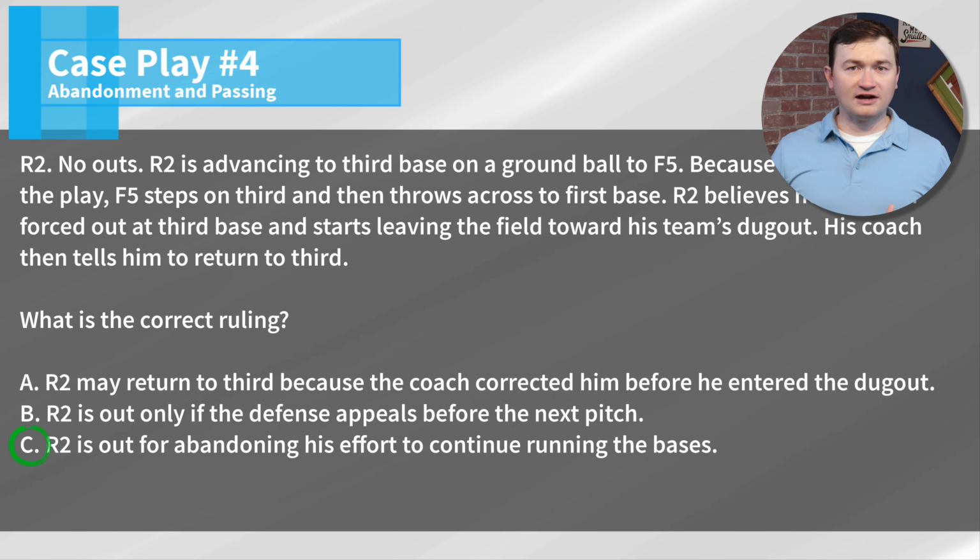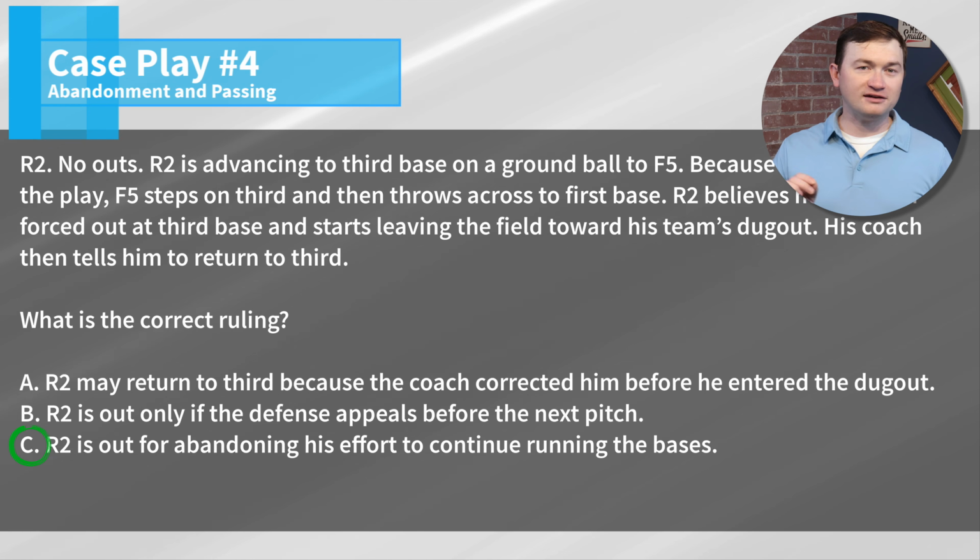He was not forced out at third base, but he thinks he was. Because he thinks he was retired, he starts leaving the field and heading towards the dugout. That is a textbook example of abandonment. Again, the runner does not have to be correct about why he gave up.